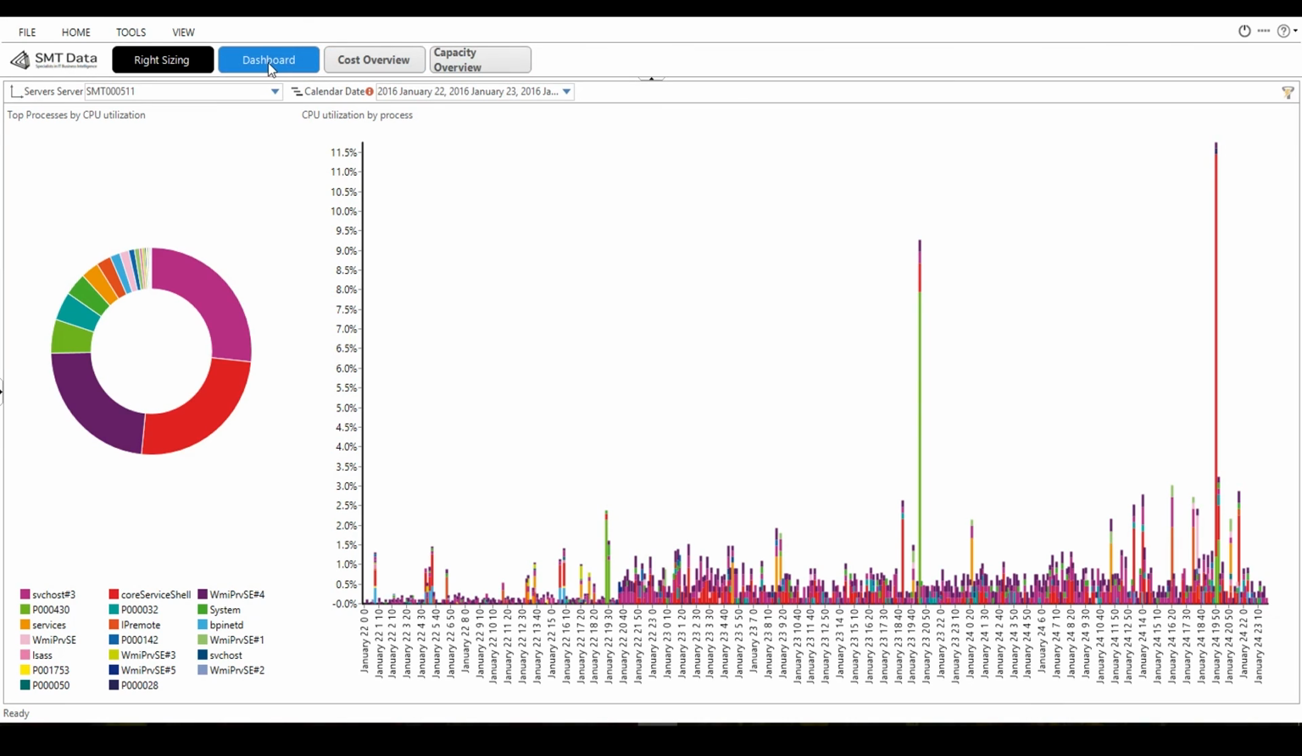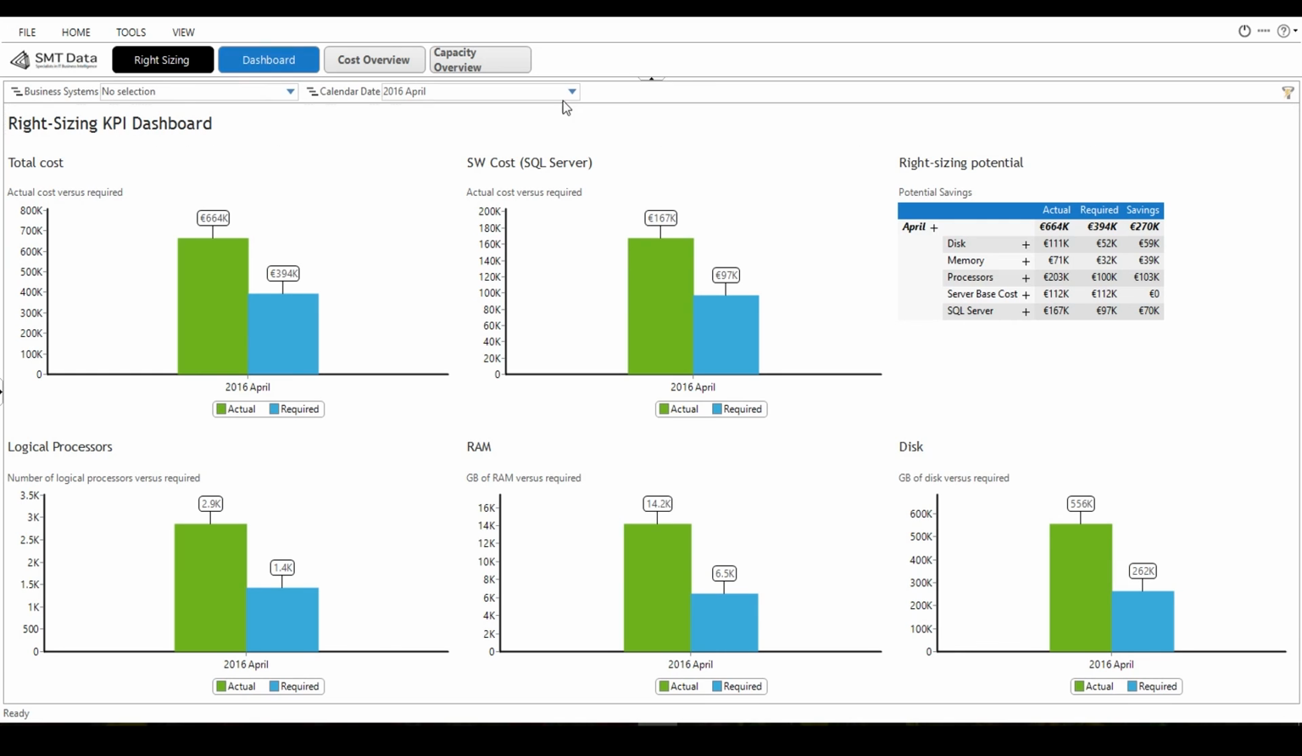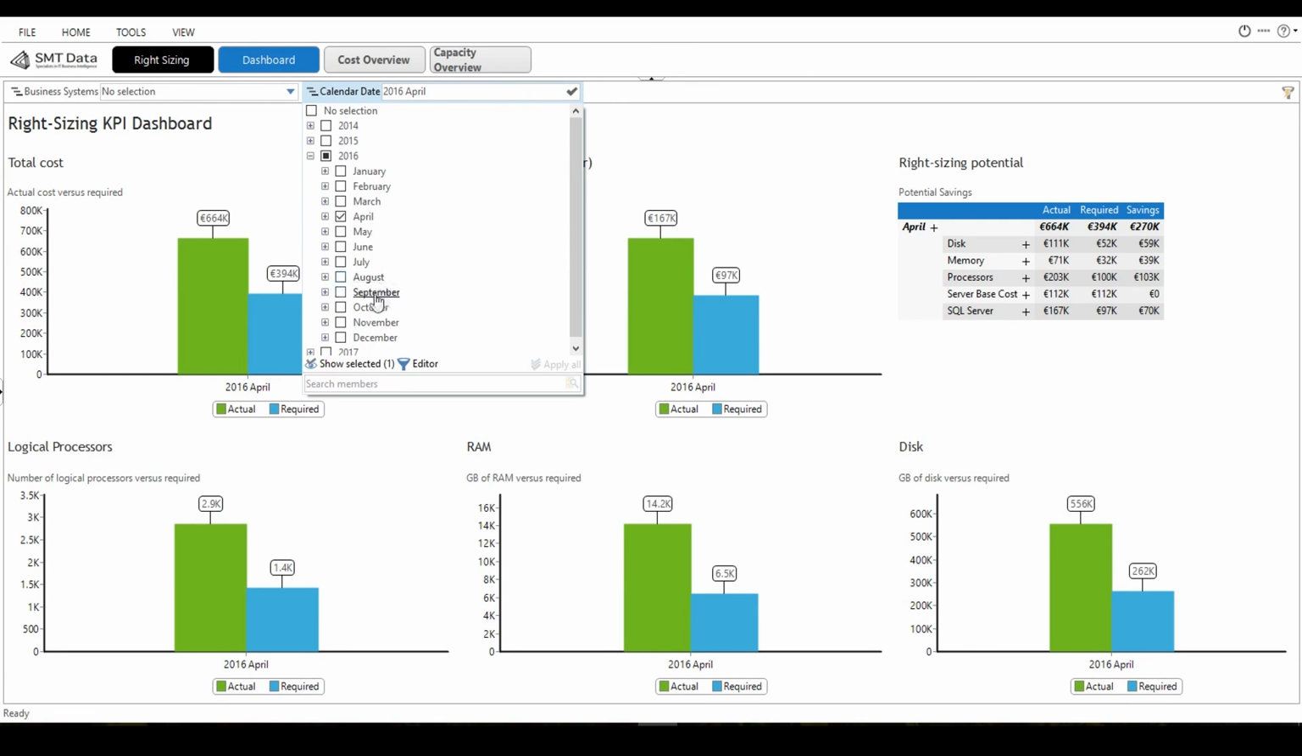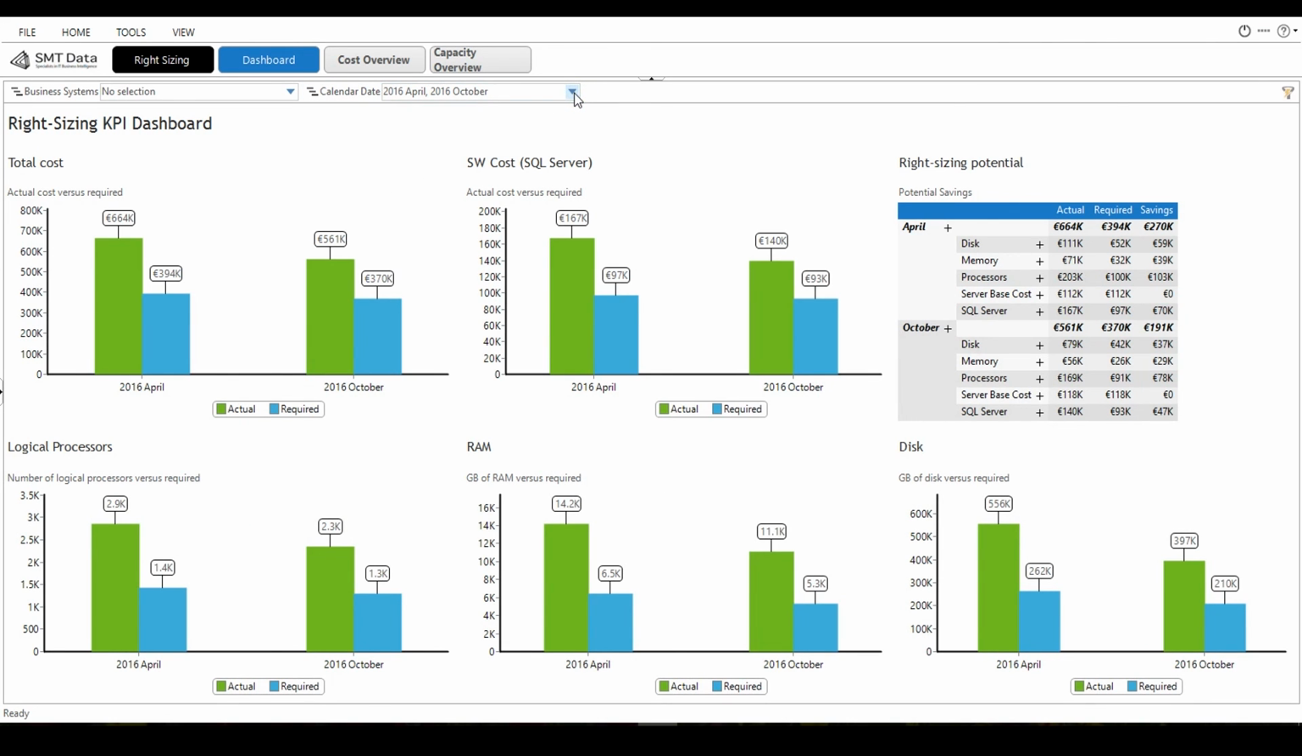Just at the end here, I'd like to just step back to this dashboard, and we start out looking in April. Let's take October into the picture as well, which is sort of before and after we did our right-sizing exercise. And as you can see, our cost has gone down from 664,000 euros a month to about 561,000, so more than 100,000 a month we've been saving. We can see there's still a potential saving of about an additional 200,000 a month if we do more right-sizing on the servers here.